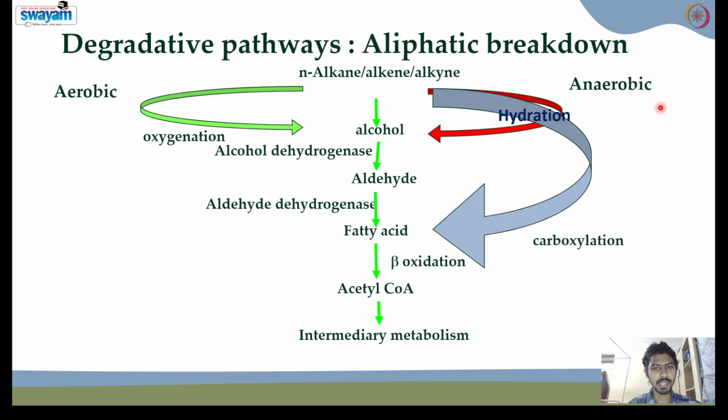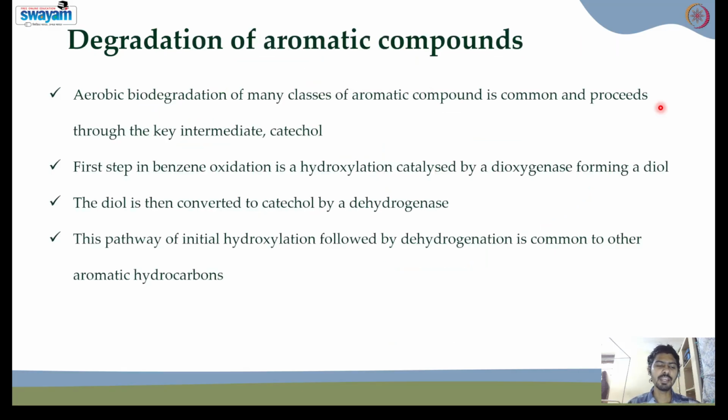So this is regarding the aliphatic breakdown degradative pathway. And if you see the next case, which is degradation of aromatic compounds. And what happens in the degradation of aromatic compounds? We know that these aromatic compounds have a stable ring structure and they are tough to degrade. Examples of aromatic compounds, as we have seen earlier, are benzene, toluene, xylene, etc.